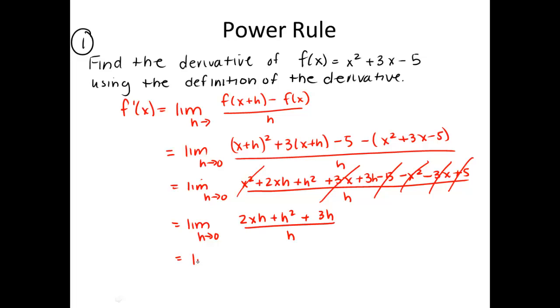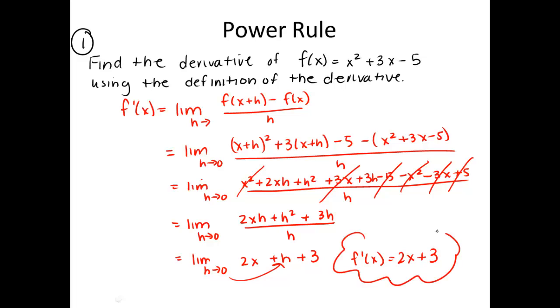The next step would be to factor out a common factor of h so that we can eliminate the issue in the denominator, leaving us with 2x plus h plus 3. And finally, I get to substitute in the 0 here, which leaves us with f prime of x equals 2x plus 3. So remembering that our answer should be 2x plus 3, let's look at the next slide where I'm going to show you how to do this in a matter of seconds.